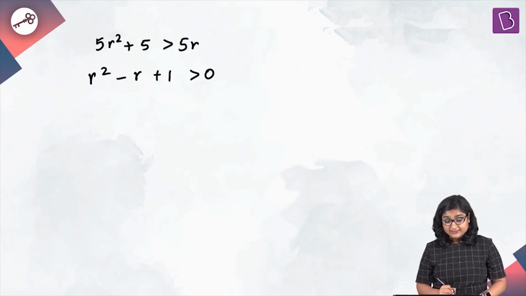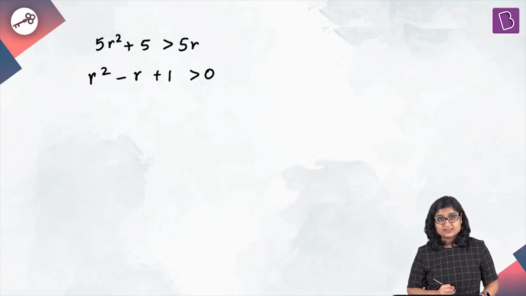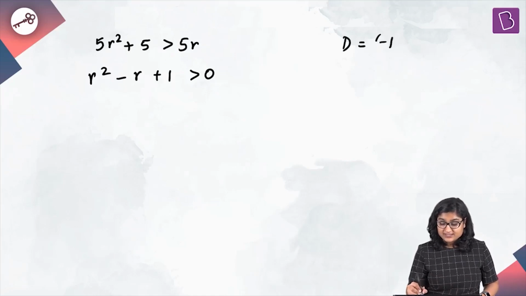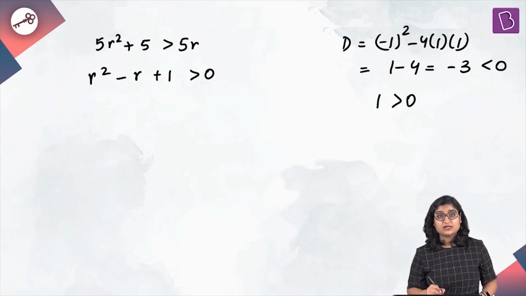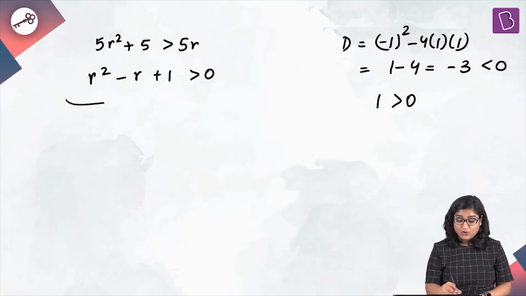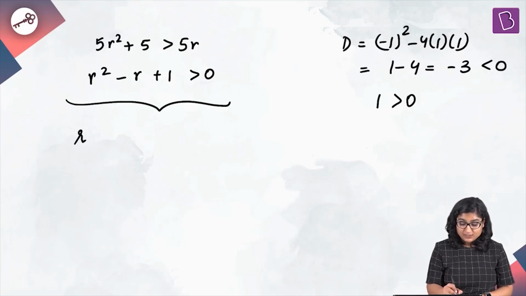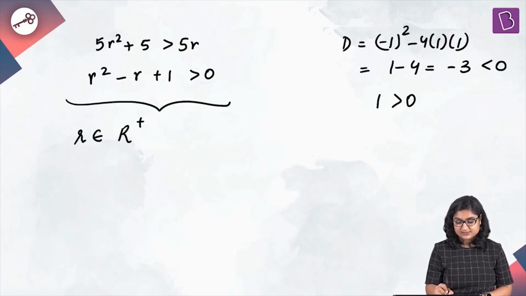Alright, now taking the third inequality, which is 5r² + 5 > 5r, which can be written as r² - r + 1 > 0. If I calculate D for this expression r² - r + 1, I'll get D = (-1)² - 4 × 1 × 1, which is equal to 1 - 4, which is -3. D is less than 0. Coefficient of r² is 1, greater than 0. That means this term, r² - r + 1, will always be greater than 0. That means r belongs to the set of positive real numbers.